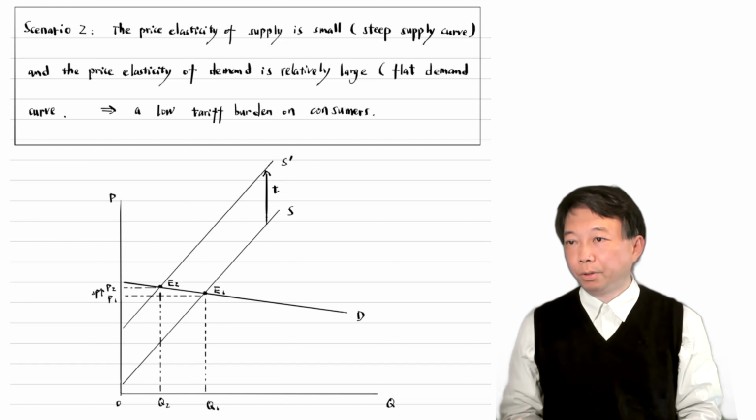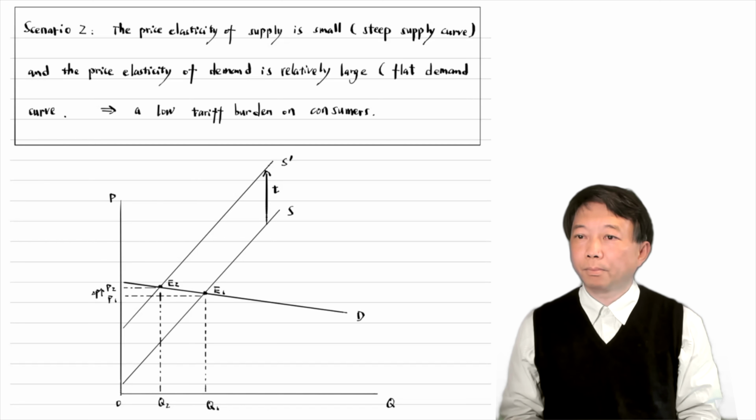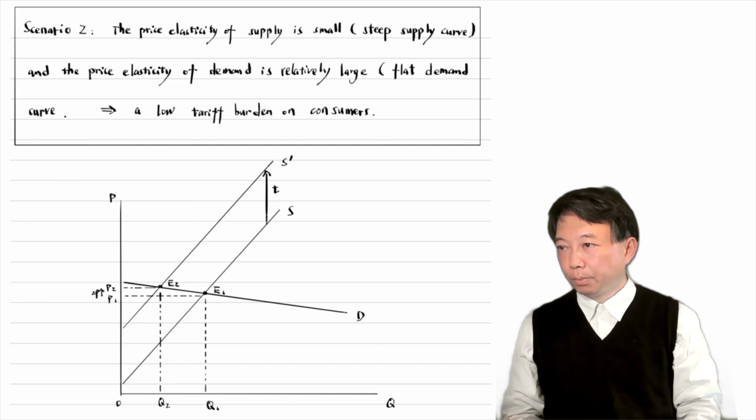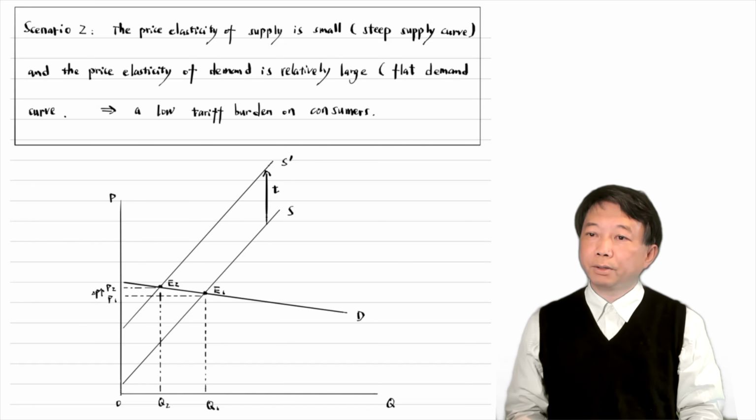The second scenario considers a case where the price elasticity of supply is small, while the price elasticity of demand is relatively large. Alpha is close to 0, meaning that consumers bear only a small portion of the tariff, while firms absorb most of the burden. This corresponds to the second graph.